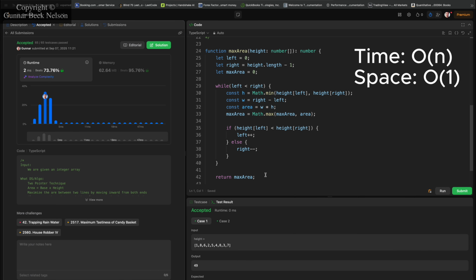So right now, our time and space complexity for our solution is that our time complexity is going to be O(n), where n represents the size of the given array, and given the fact that we are not storing anything and we're just retrieving a given area, which is our max area, our space complexity is going to be O(1). And so yes, this was Container With Most Water in TypeScript.